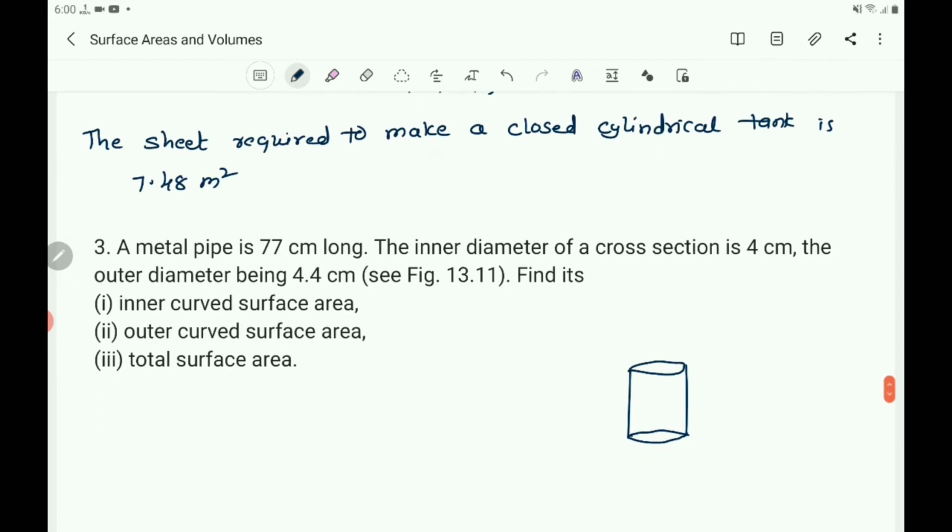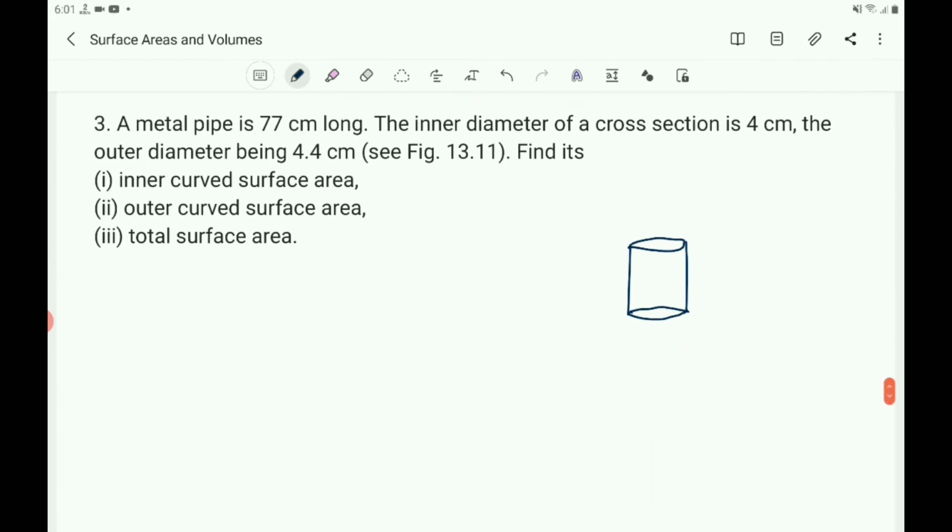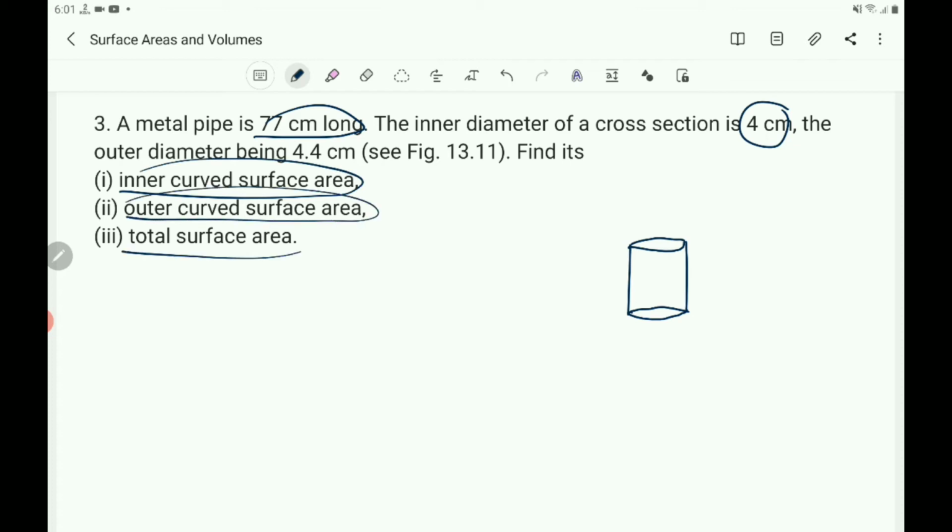Now let us take the third question. A metal pipe is 77 centimeter long. The inner diameter of a cross section is 4 centimeter, the outer diameter being 4.4 centimeter. Find its inner curved surface area, outer curved surface area and total surface area.